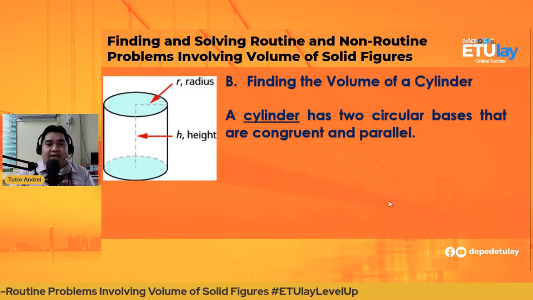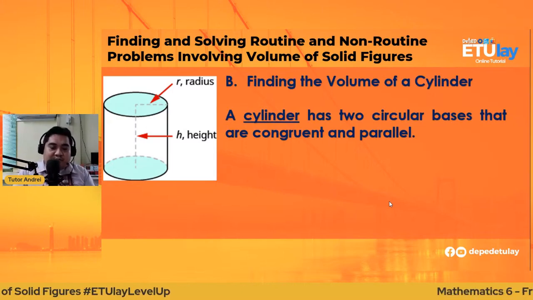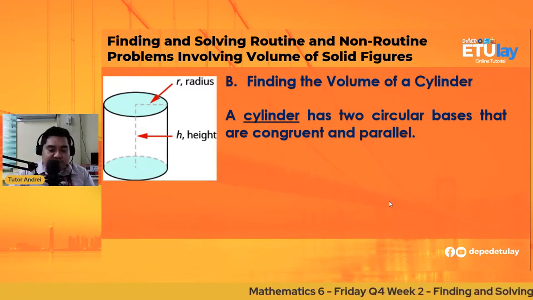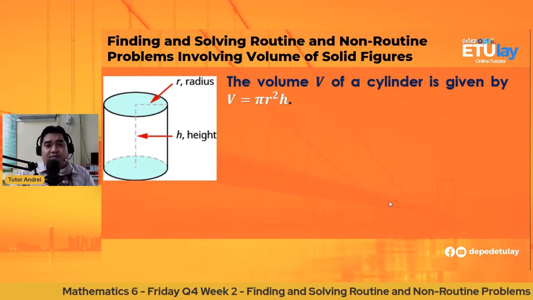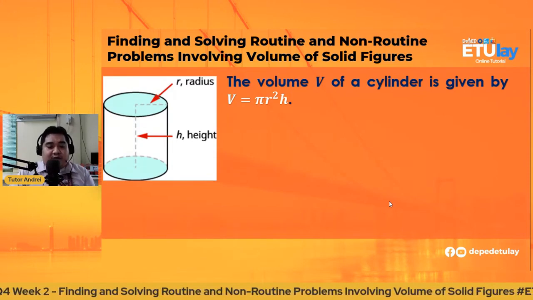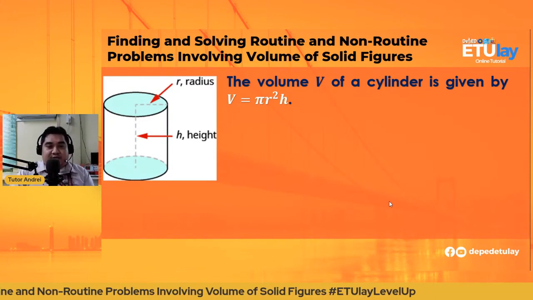So we have a cylinder. So again, what is a cylinder? A cylinder has two circular bases that are congruent and parallel. And of course, to find the volume of the cylinder, we're going to use the formula for the volume, that is pi r squared h. So that's pi times r squared times h.